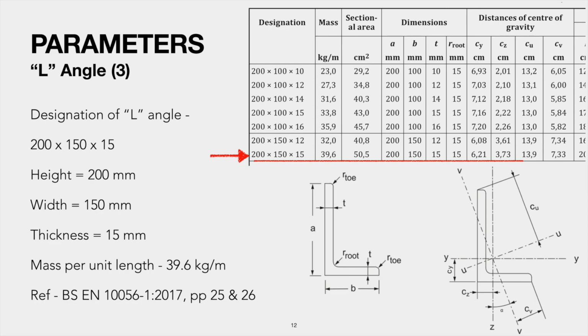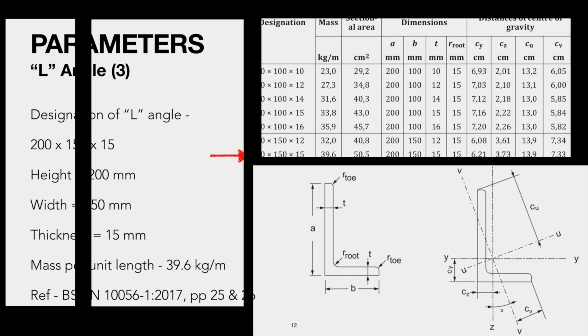The 200 by 150 by 15 L angle is an unequal angle and another type of fitting used in this exercise, having 200 mm of height, 150 mm of width, 15 mm of thickness and 39.6 kg per meter length. You can see these technical details by referring to pages 25 and 26 of BS 10056-1:2017 standard.